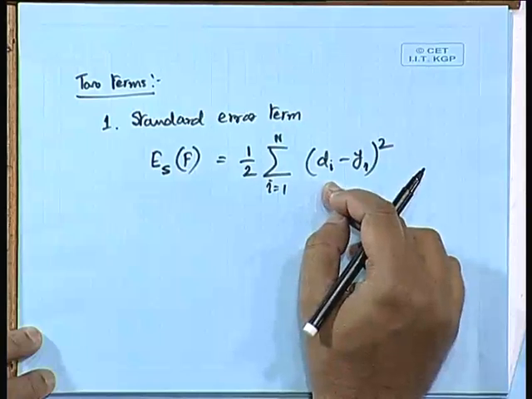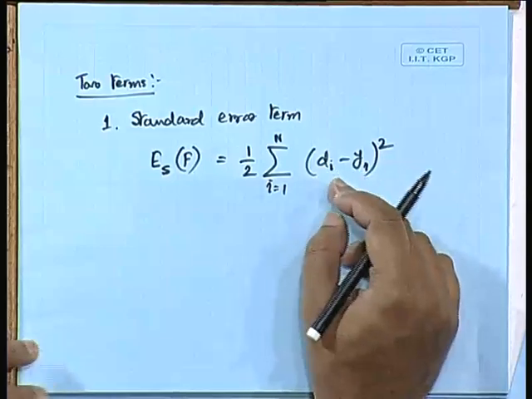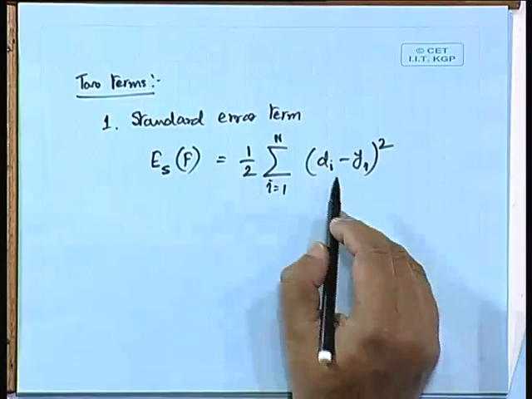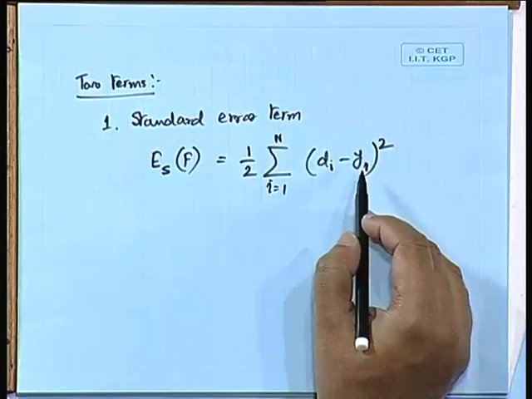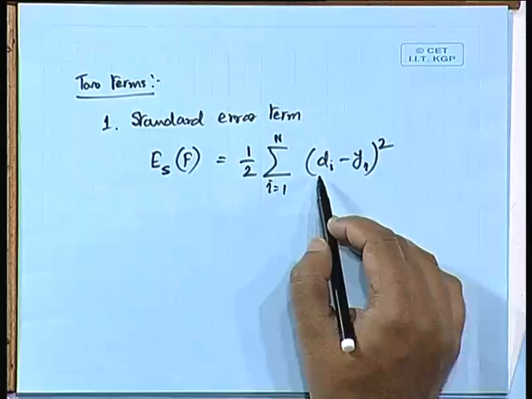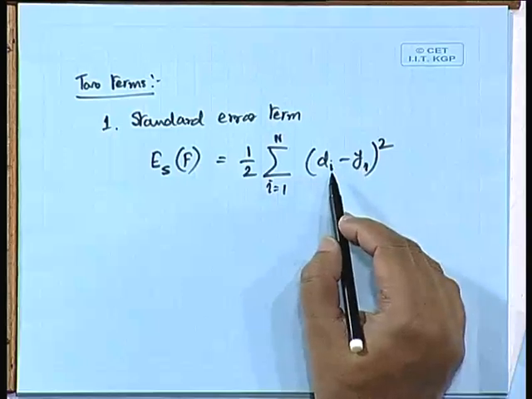yi is the actual response and di is the desired response. So, that means we are allowing the surface to deviate from the desired points. If all the yi's are equal to di's, then the standard error term would have been 0, okay. But we may not want that. We may not want it to pass through all the given points, we may allow it to deviate. So, that is why di and yi's are taken to be different, assuming that the surface may not pass through the given set of points.